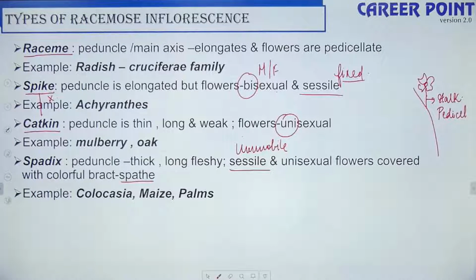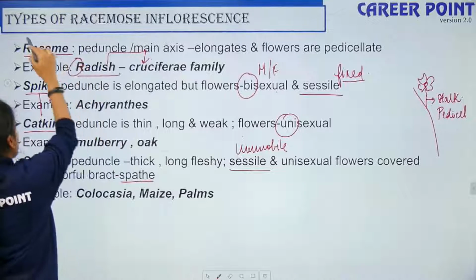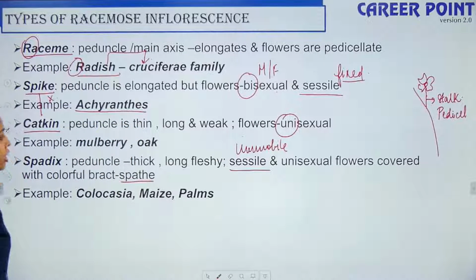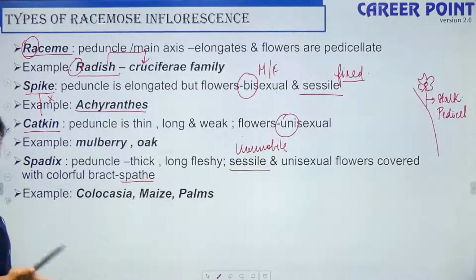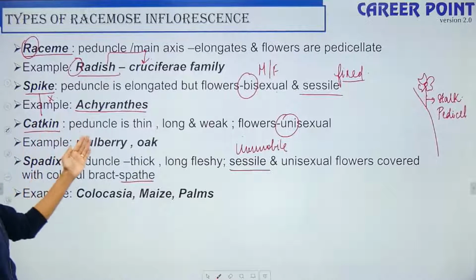So have you noted the example? For your raceme, it is radish and it belongs to the cruciferous family. So R and R. Now spike, so you remember spikes. Spikes, Achyranthes. So remember any person with hair having spikes in their hair. So remember that. Catkin: mulberry and oak.